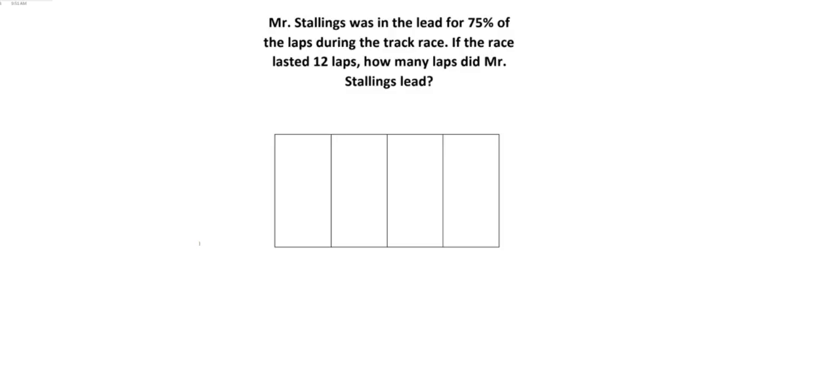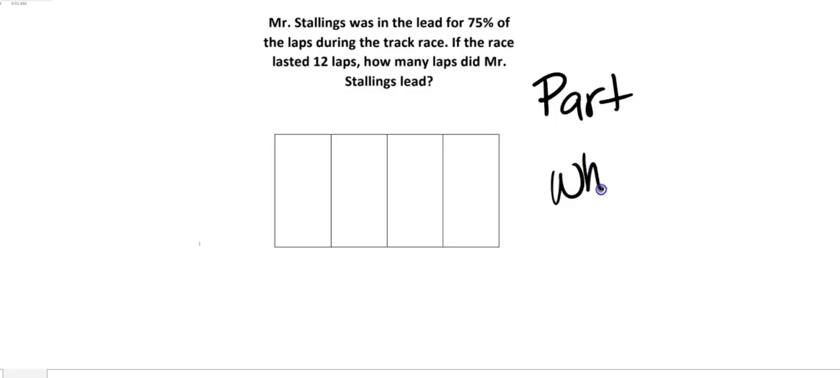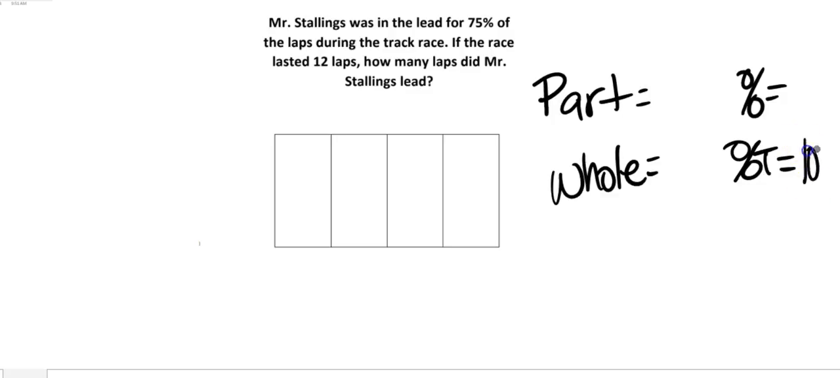The first thing I have my kids do is identify their part, their whole, their percent, and what I call the percent total. Now the percent total is always going to be 100 because percents are always out of 100. Then the next thing I have them look for is, is there a percent in the problem? There is, and that percent is 75. So we have our percent part filled out.